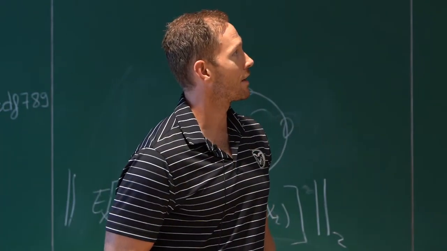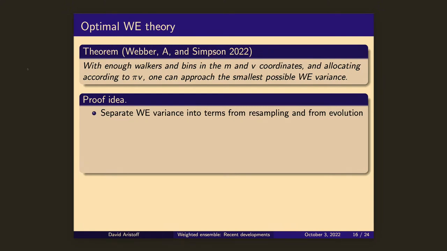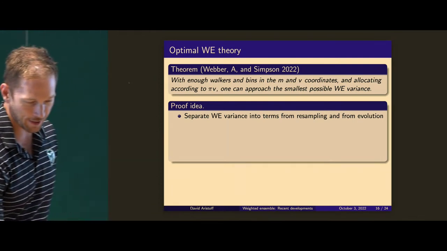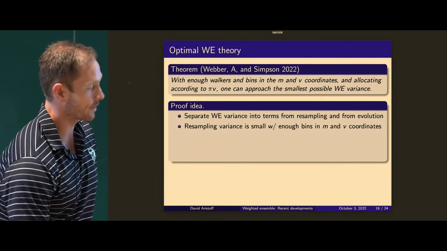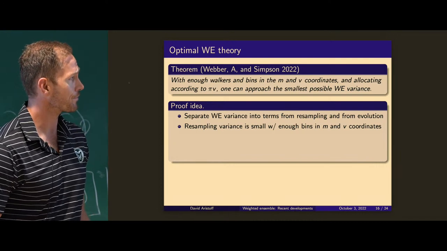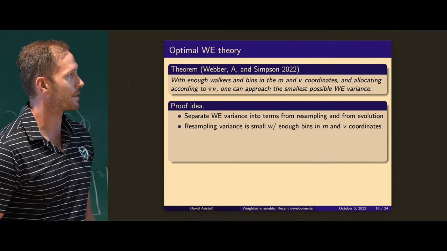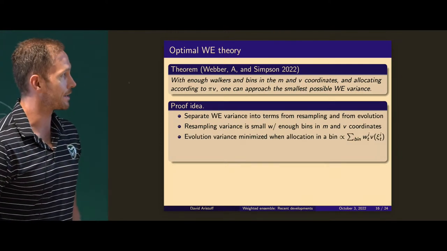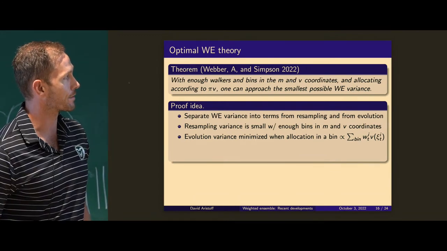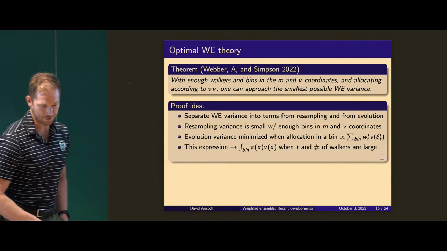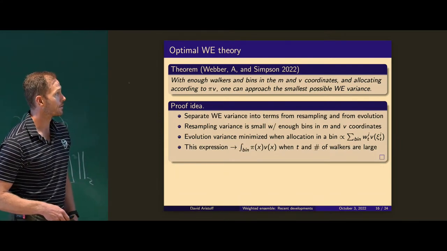The theory says that if we have enough walkers and bins in the two-dimensional space of the MFPT function and the variance of the MFPT, and if we allocate the right way, then we can get the lowest possible variance. The proof is not that complex. Basically, you separate the variance into terms associated with evolution and resampling. It's a martingale decomposition. You look at the term for resampling, and it's small if you have enough bins. It's not too surprising. The evolution part is minimized when the allocation follows a certain formula in terms of the MFPT variance V. And that expression approaches the pi times V that I mentioned in an asymptotic limit.